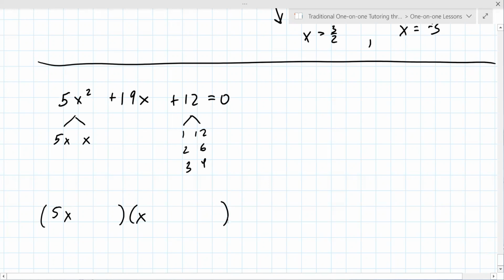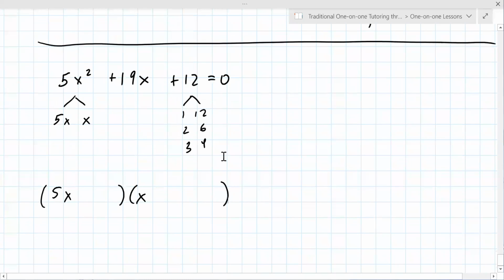Now this is doable, and here's how you would actually do it. You wouldn't actually write them all out. There are strategies; you tend to try the numbers that are closer together first. So if you go plus 4, plus 3, well, let me not guess right the first time. But that gives you 15x.